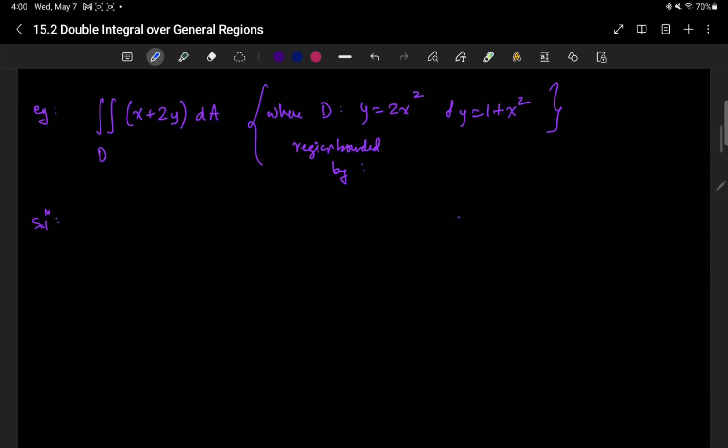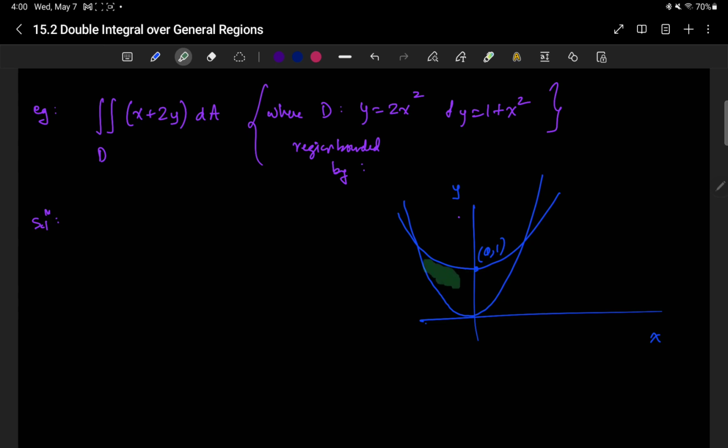Before we even get to working out what's going on, let me draw two drawings. First of all, let me draw in the xy plane what this region looks like. 1 plus x squared is a parabola that starts at 1 here, and 2x squared is a slightly steeper parabola, and the region between them is the following.